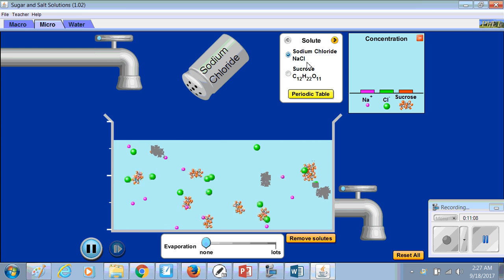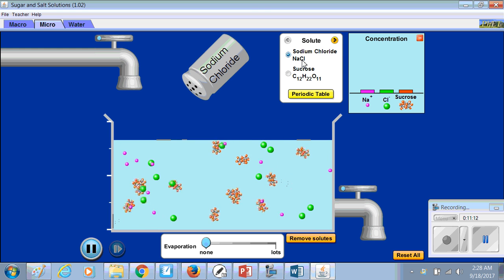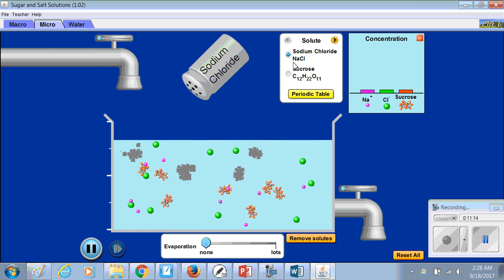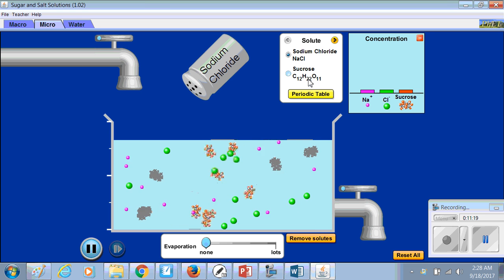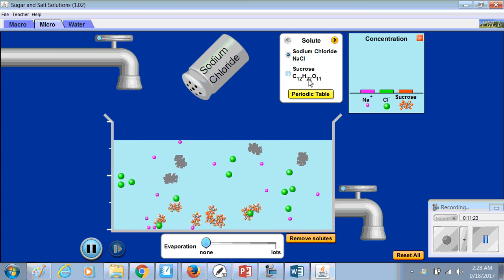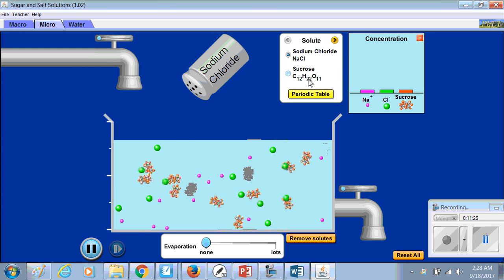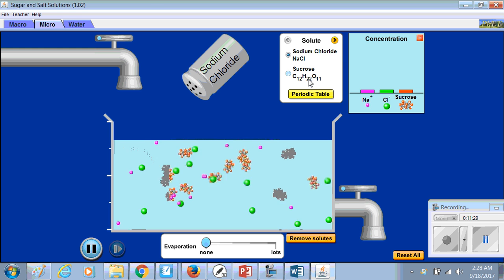So if you were going to write a net ionic equation involving sodium chloride, absolutely, you would split that into Na+ ions and Cl- ions. Sucrose, on the other hand, even though it dissolves, does not split into ions, so it would not dissociate. That's a huge concept for you to grasp there.